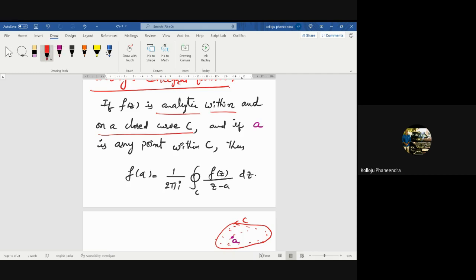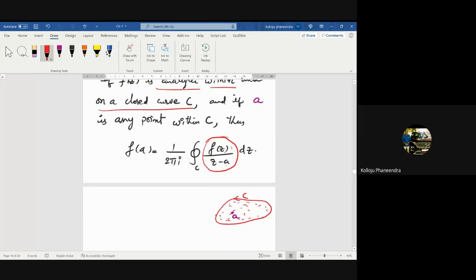What is the function here? F of z by z minus a is within the integration, not f of z. In this fraction, the numerator function f of z is analytic everywhere. It is clearly given. But the entire function, f of z by z minus a, is not analytic everywhere. I'm giving a note here: f of z is analytic everywhere.